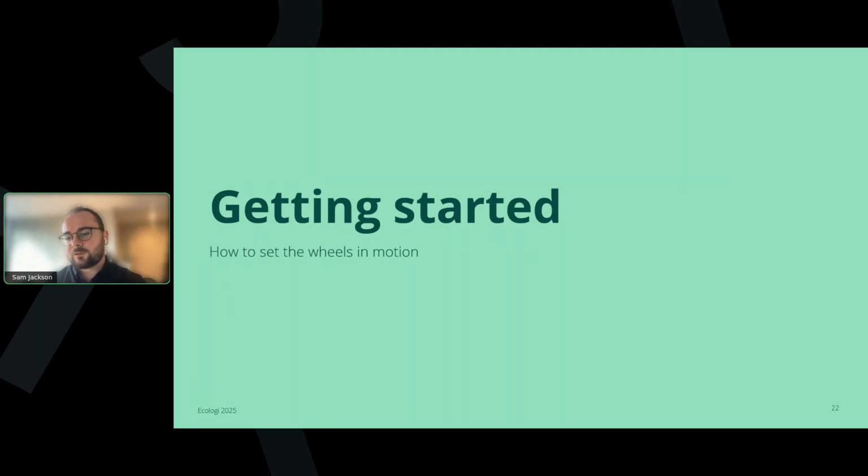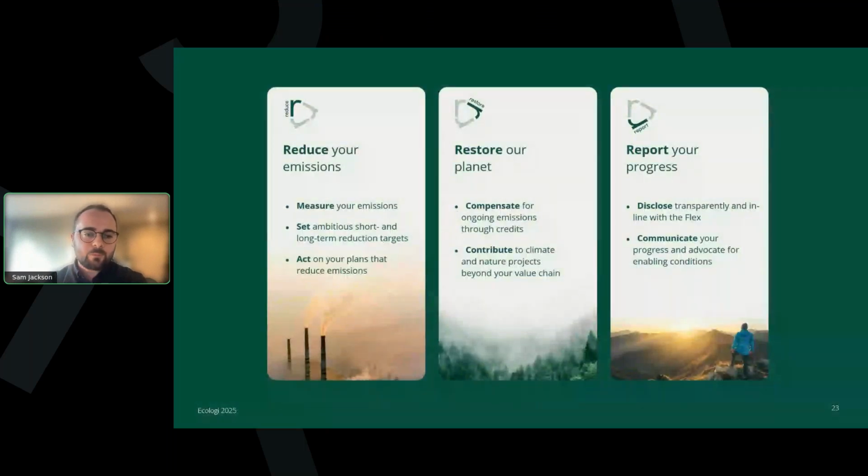I'm just going to flash up very quickly the way that we talk about it at Ecology, because it's a very, very similar school of thought. At Ecology, we try to distill climate leadership down into what we call the 3 R's: reduce, restore, report. Reduce is always the first step, and that's obviously what the Flex will tell you, it's what the SBTi will tell you, and everybody else. Reduction starts with measurement, setting targets, designing your plan and acting on it.